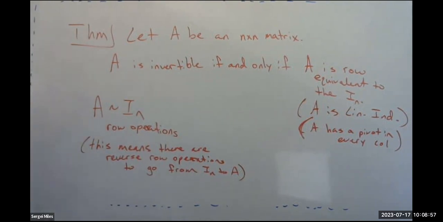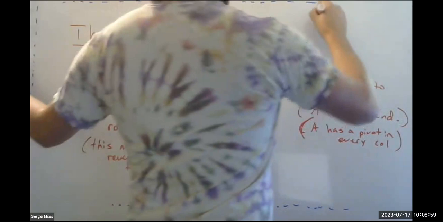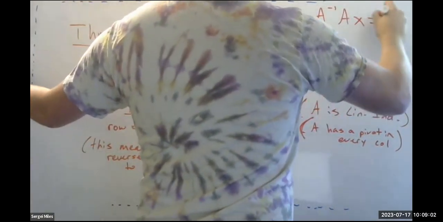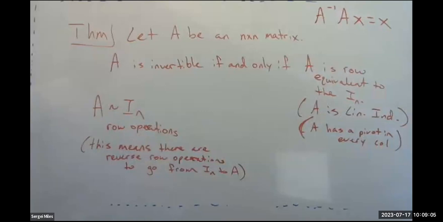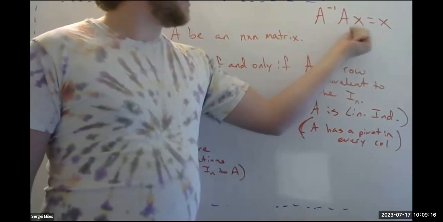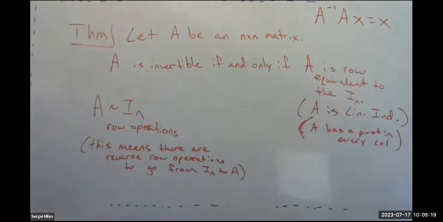When we have A inverse times A times X, recall, A inverse times A times X is just X. When multiplied by an inverse matrix, it's undoing this linear combination. It's undoing the row operations that are happening here. So if you can reduce A to the identity, reverse row operations also exist. And if reverse row operations exist, that means A inverse exists. So it's invertible.